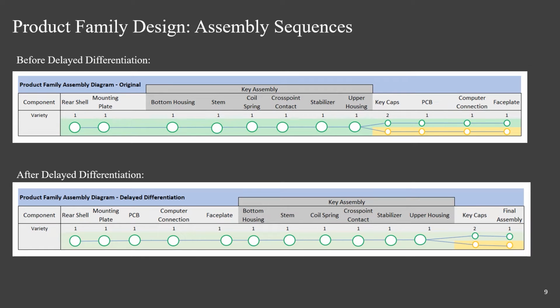Part of the product family design is the assembly sequences. Before delayed differentiation between the two designs for the primary and secondary customers, we can see that adding the keycaps before the PCB and computer connection created differences earlier on in the assembly process. By implementing delayed differentiation and inserting the keycaps last, the remaining components that are the same between the two product variants can be assembled all together, and then the keycaps can be added last.